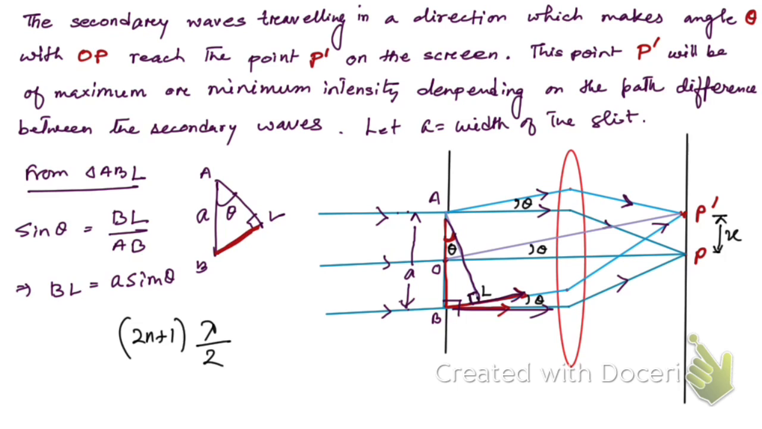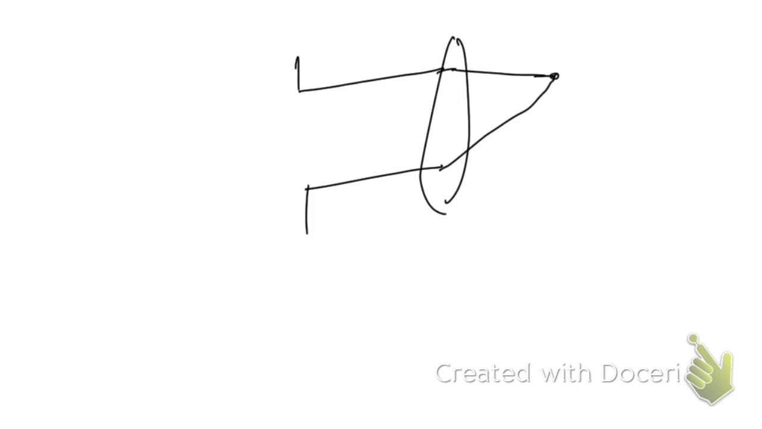When you take the path difference between the topmost and the lowest one, suppose 3 lambda by 2, right? Let me explain in a different slide. Let me take another slide. Here you see, suppose this is the slit and this is the lens. These are the diffracted rays focused at the point P dash. Okay, focused at the point P dash.